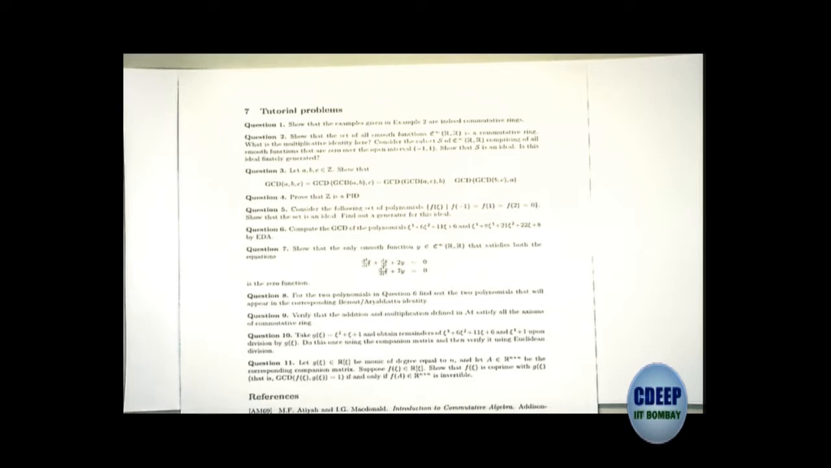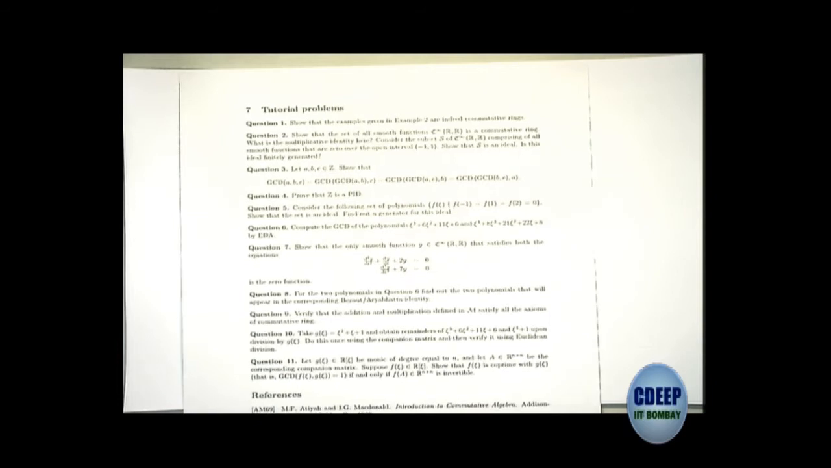Then we give a description of a subset of smooth functions, which is the collection of all smooth functions that are 0 over the open interval -1 to 1. And we ask that you show that this particular subset, which collects all the functions which are 0 over this interval, is an ideal. So think about it, let's say for about 2-3 minutes.